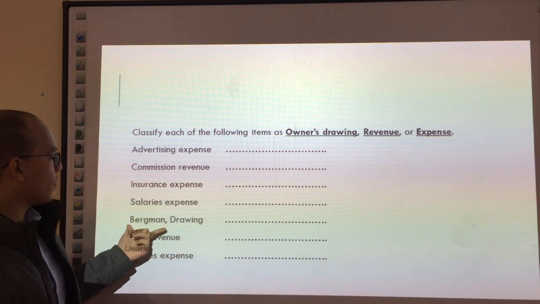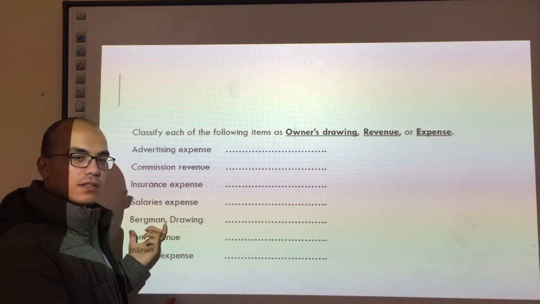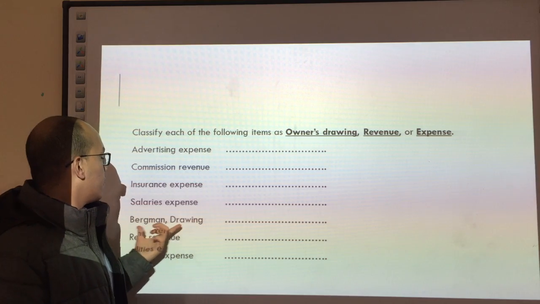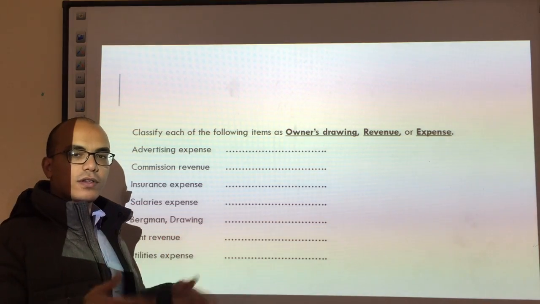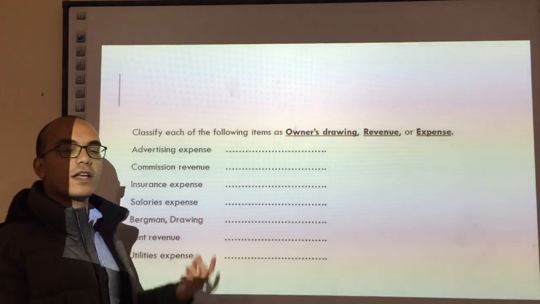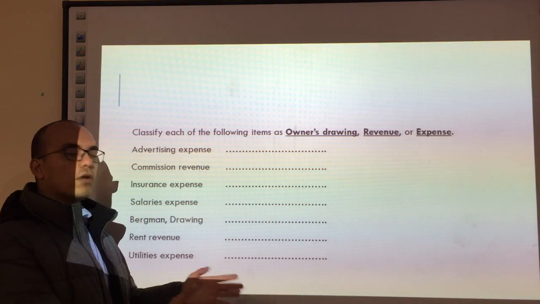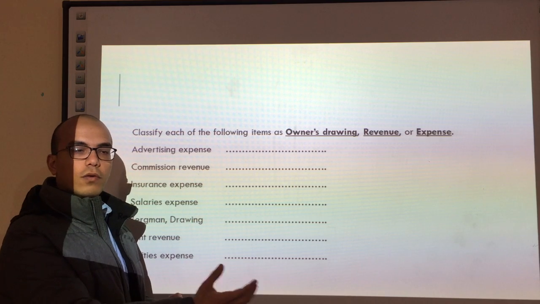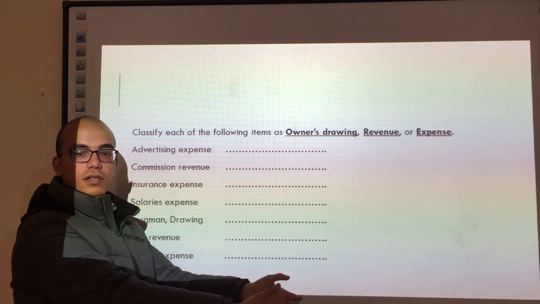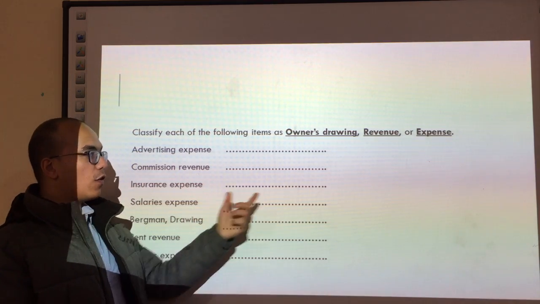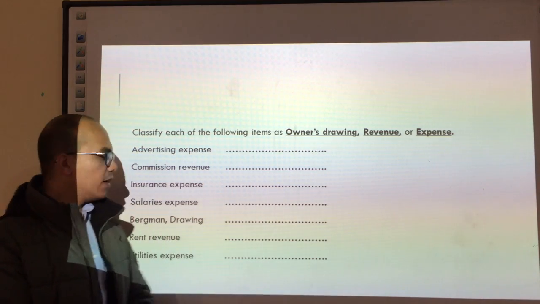Now, Bergman is the name of the company in this example, and it's named after the owner. So Bergman drawing basically means the owner came into the company, said, I'm going to take, let's say $10,000. He just drew them, and this falls under the owner's drawing.